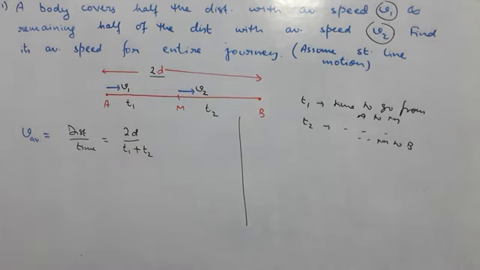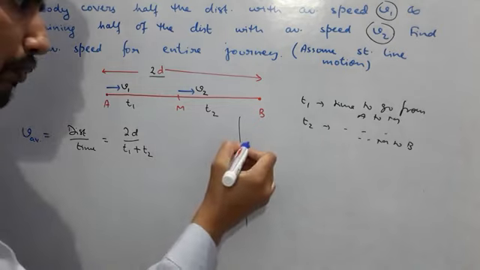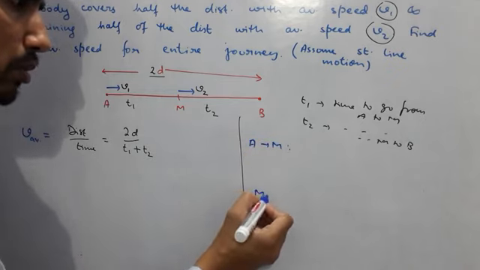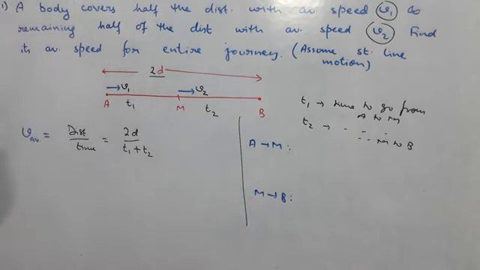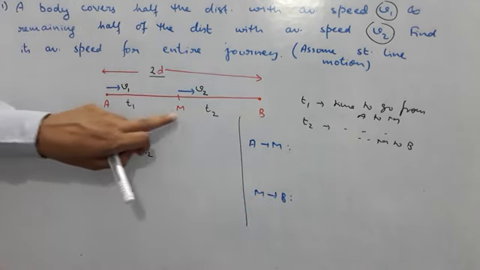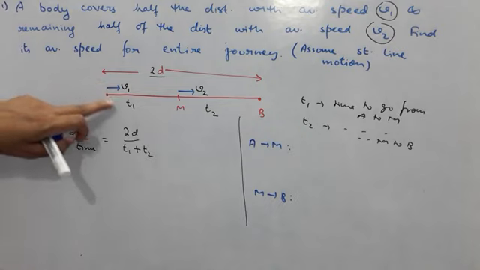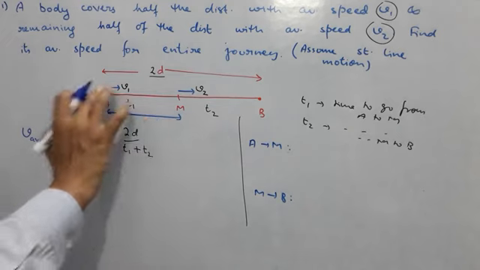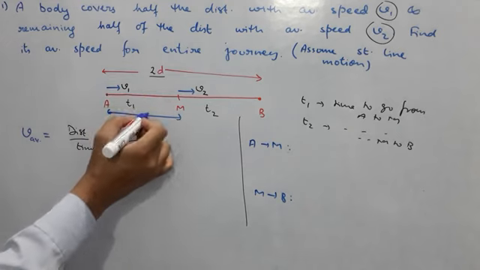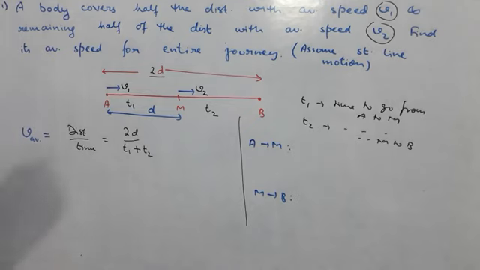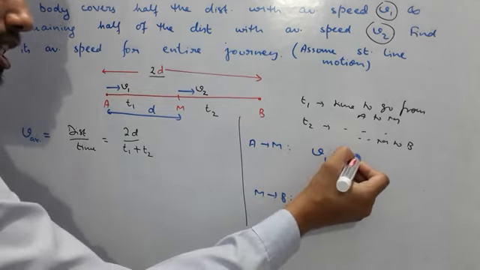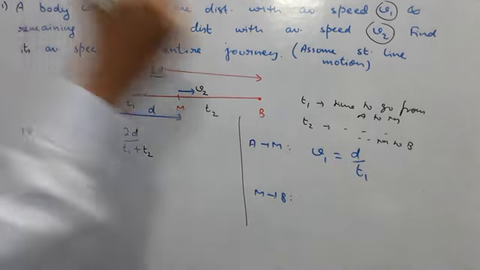Now to find t1 and t2, what do we need to do? We need to consider the motion from A to M and the motion from M to B. Now you see, from A to M, average speed is v1, time is t1, and how much will this distance be, can you say, students? This is half the total distance. Total distance was 2d, so this distance will be d. So our formula for average speed becomes average speed v1 is equal to distance d by time t1.